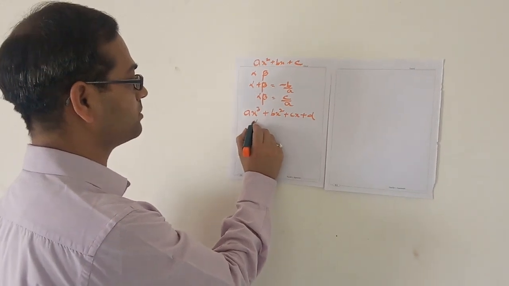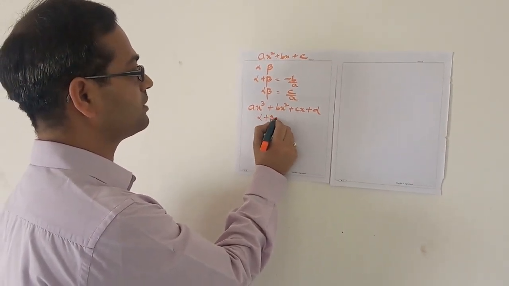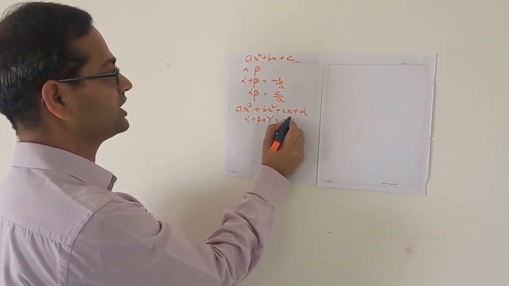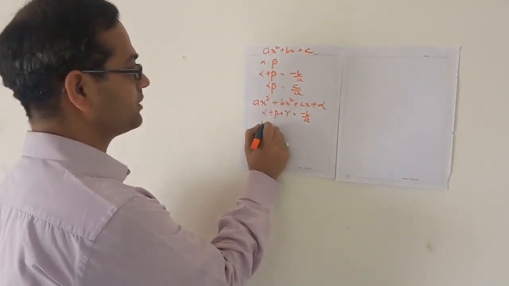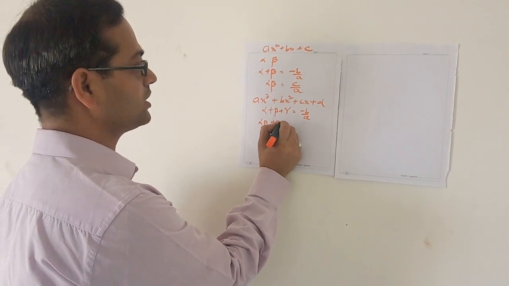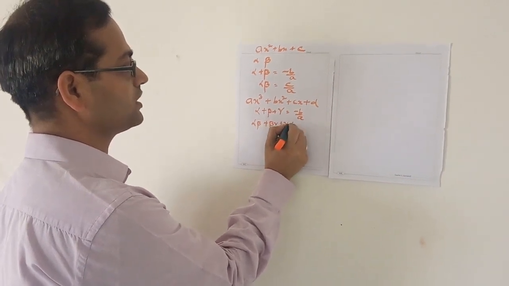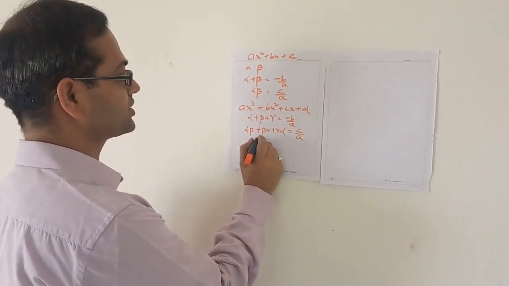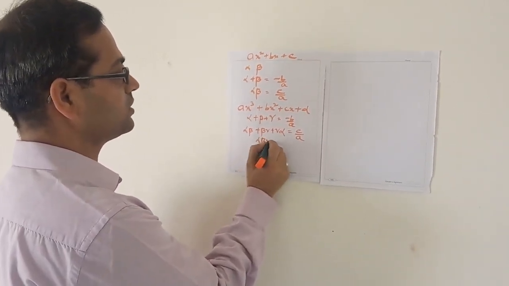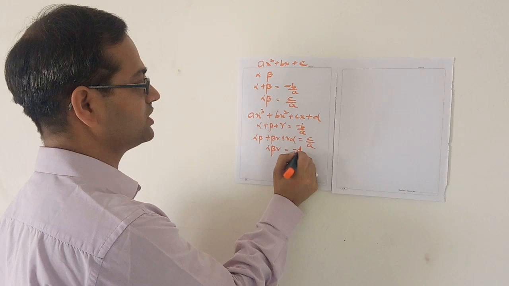The first one would be alpha plus beta plus gamma is equal to minus b by a. The second relation is alpha beta plus beta gamma plus gamma alpha is equal to c by a, and the third relation is alpha into beta into gamma is equal to minus b by a.